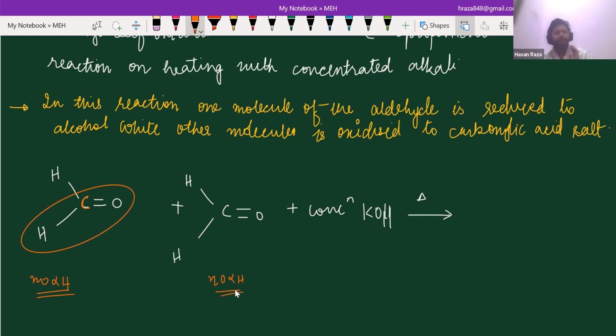Actually, in the previous aldol, we take 2 moles in the same way. In Cannizzaro reaction, we also take 2 moles. Now, one of the aldehyde will be reduced to alcohol. Can you tell me a name of an alcohol which has 1 carbon? Can you tell me? Methanol.